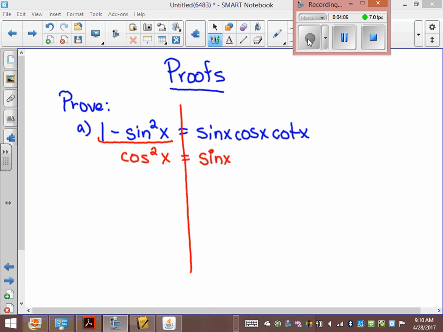Okay? So I have sine x, and it's multiplied by cos x. I'm going to put it in brackets so that I know that. And then cotan is what? Cos over sine. Then what can I do?